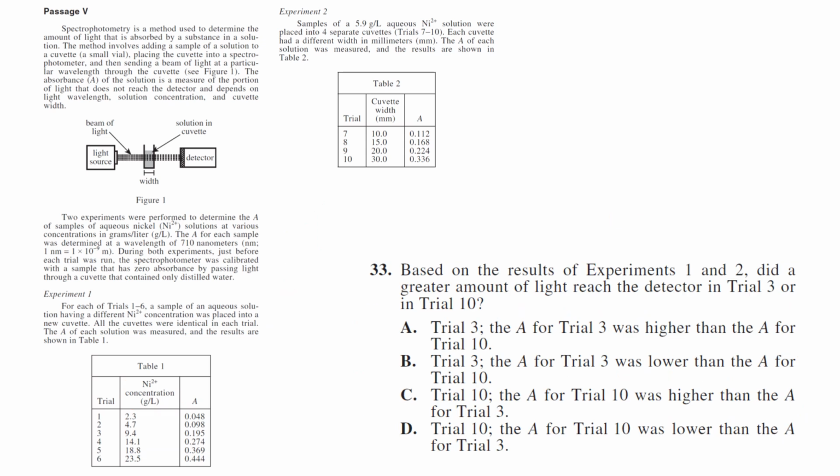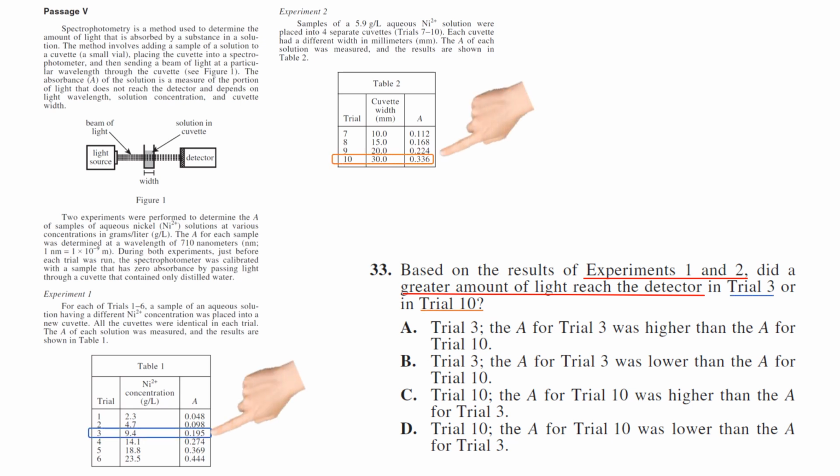33, based on the results of experiments 1 and 2, did a greater amount of light reach the detector in trial 3 or trial 10? So if nothing else, right, we can say choices A and D are not true to the data. Choice A said the absorbance for trial 3 was higher than the absorbance for trial 10. That is not true. You just look and say 0.195 is lower than 0.336. So again, we have it down to a 50-50 chance, B and C.